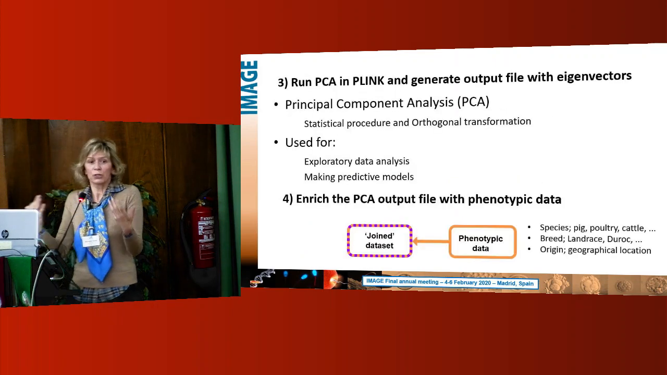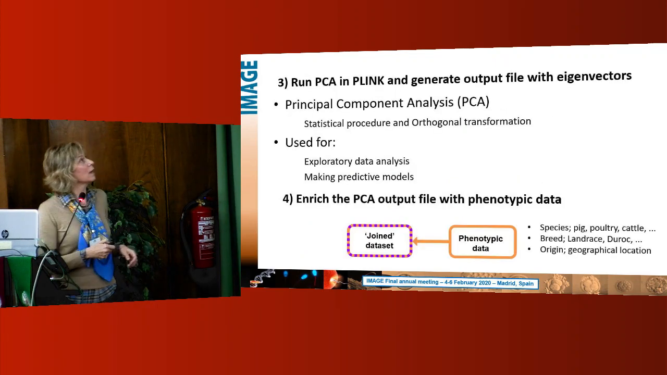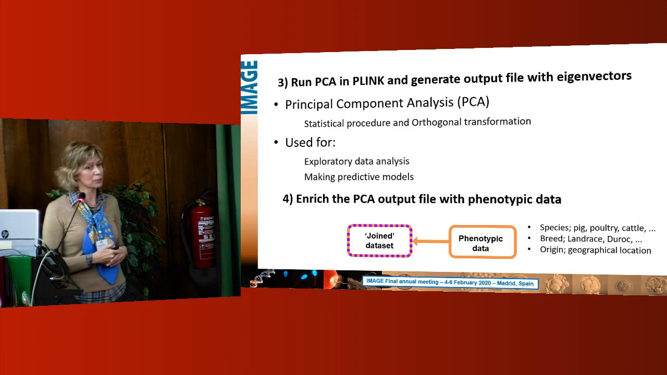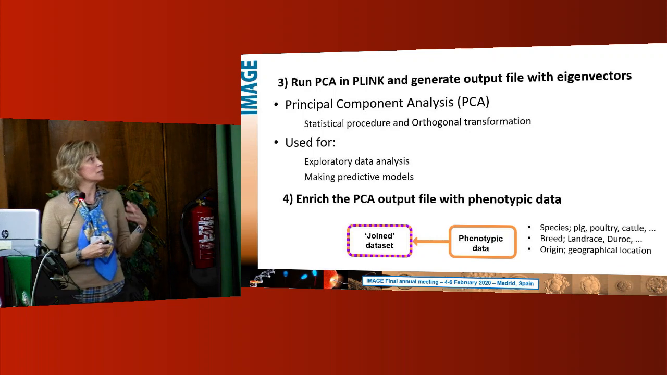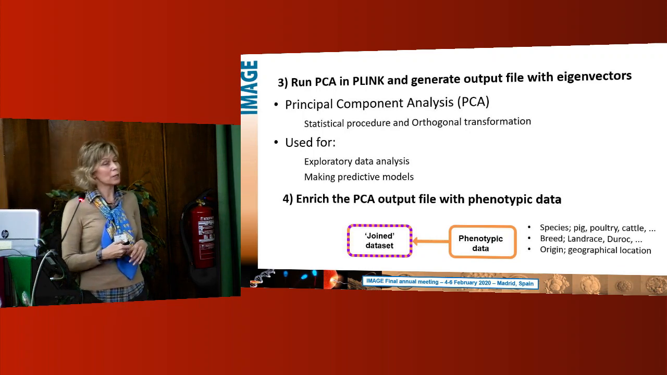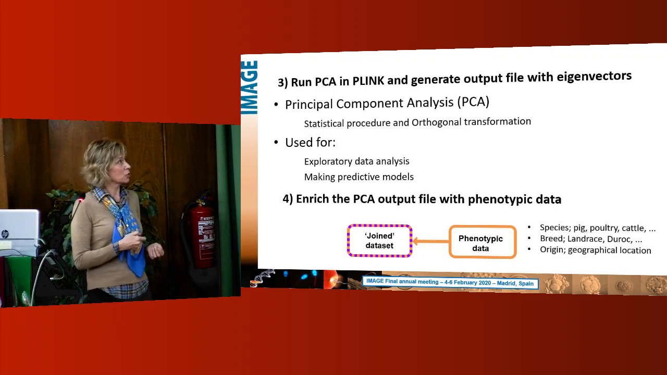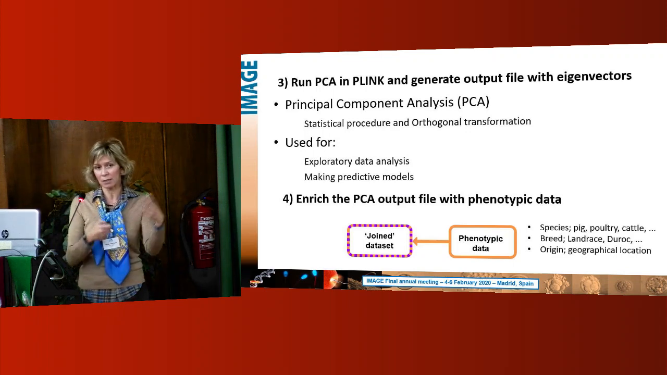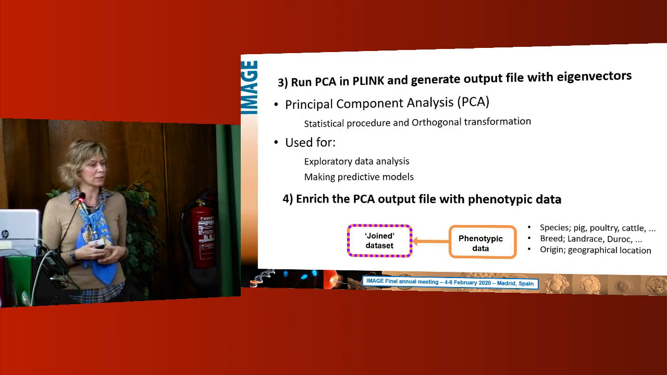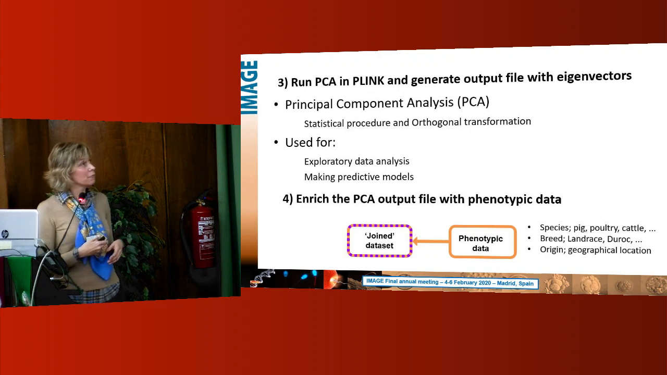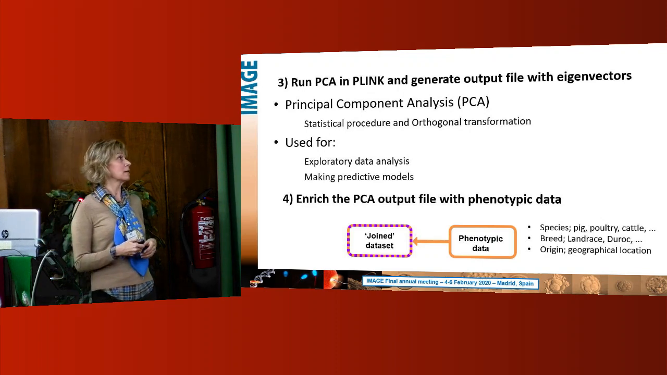So the new data set is what you are comparing, and performs principal component analysis, as we have seen in the previous presentation, with statistical procedure and the orthogonal transformation, which just 2 examples can be used for, of course, exploratory data analysis, simple characterization of the distance among the population, and for making predictive models.